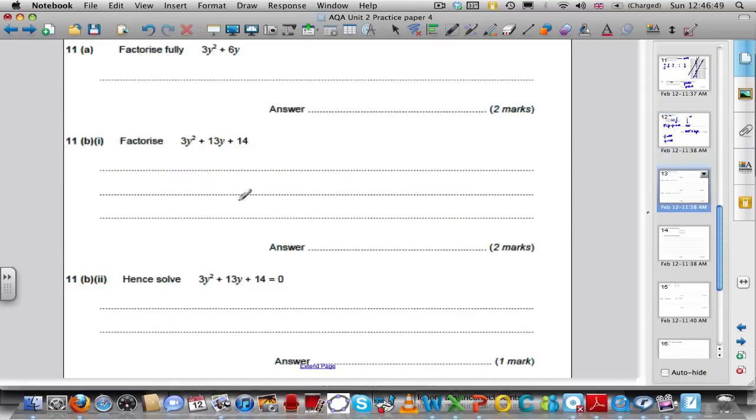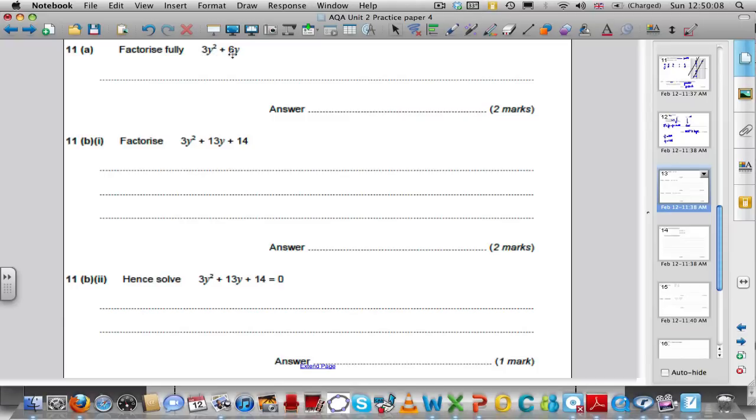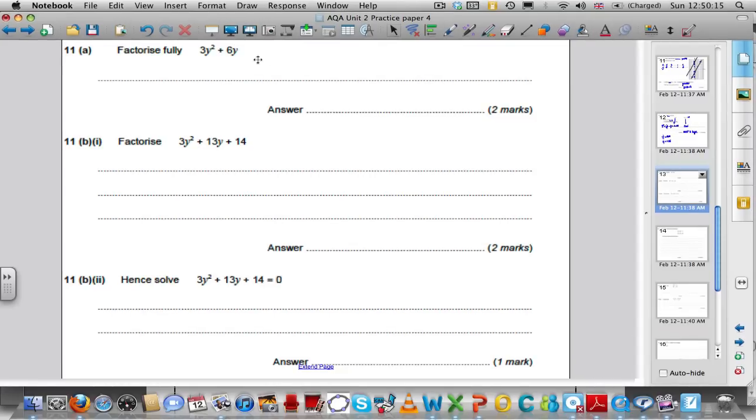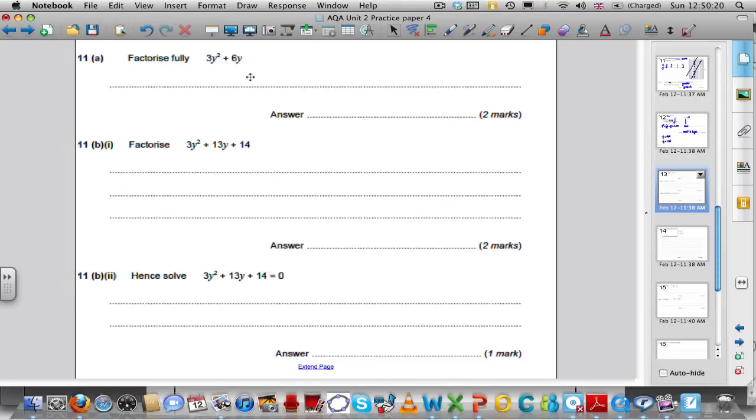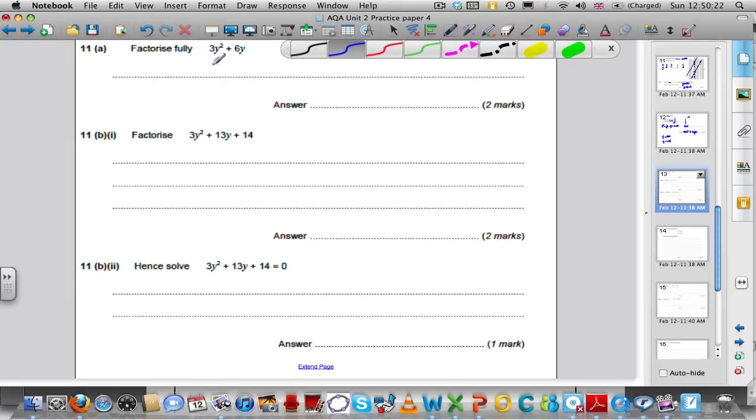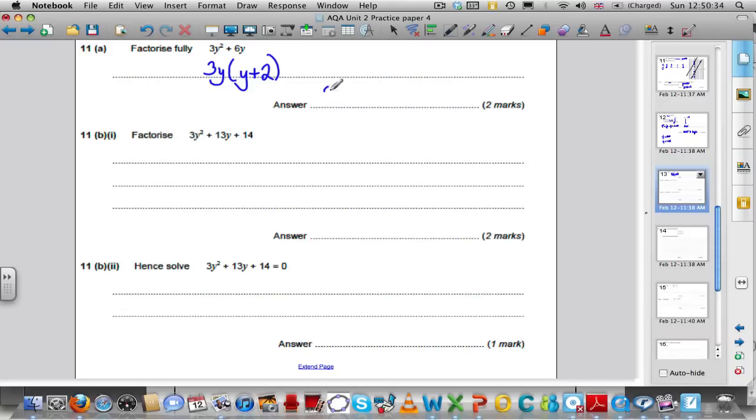Okay, question 11. Factorise fully 3y squared and 6y. Okay, what is the highest common factor of 3y squared and 6y? Or what divides into 3y squared and 6y? Well, certainly 3 does. So you divide out by 3, and also a y does. 3y squared divided by 3y is y, and 6y divided by 3y is 2. The answer, 3y multiplied by y plus 2. Expand out to check it works.